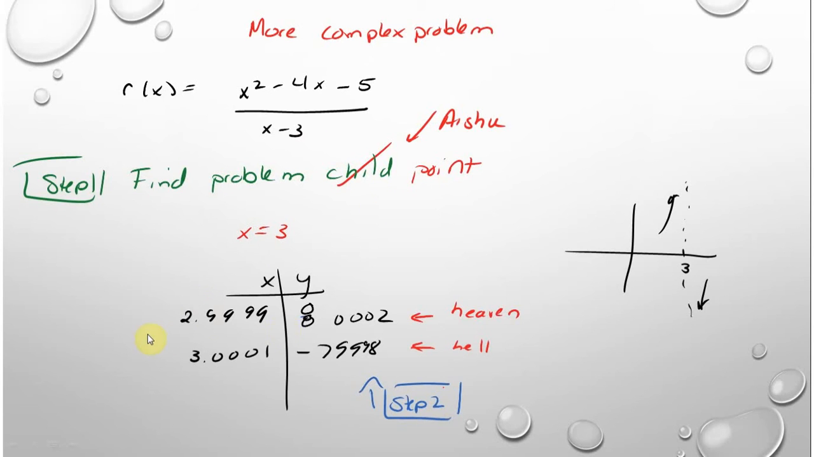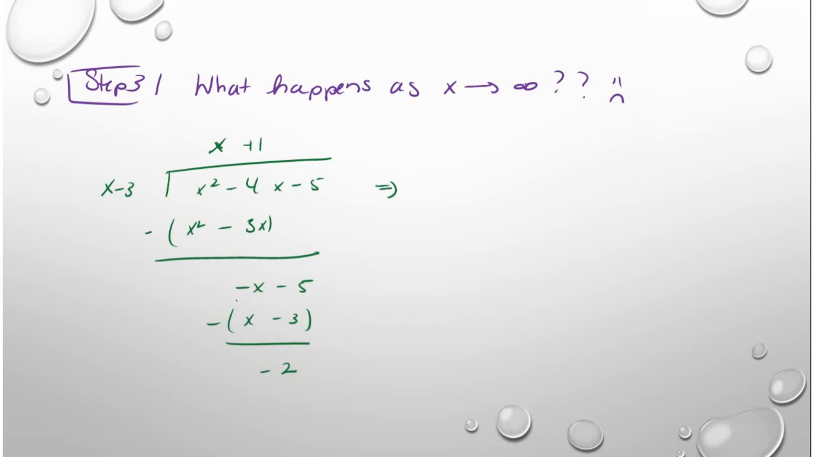And it is indeed a problem point because if I put a number to the left of 3 and a number to the right of 3, I see that to the left of 3 it's going to heaven, to the right of 3 it's going to hell. See that? So I have a little mock-up of what it looks like right around that point, the asymptote. That's step 2. So what happens as x goes to infinity?